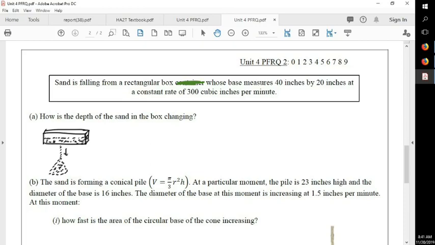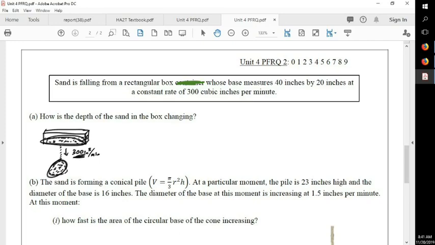What is the rate at which the sand is falling from it? Okay, now this is kind of weird. 300 cubic inches per minute. Do you guys know what that kind of units are for? Volume. That's for a volume. And so that means the volume of the sand inside is changing at this rate. And the volume of this cone is changing at this rate.